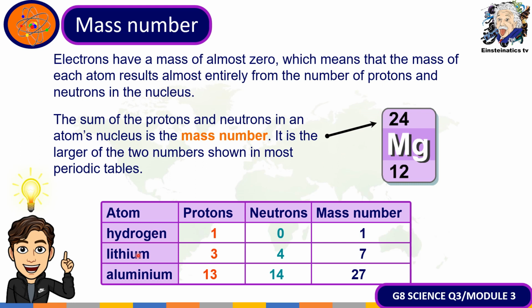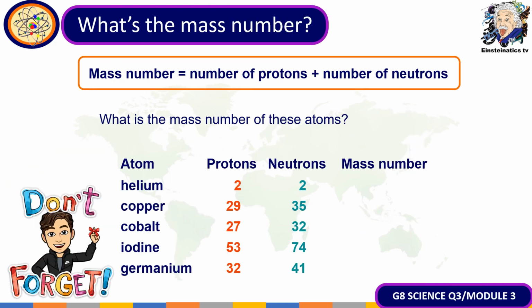We have hydrogen, lithium, and aluminum. Hydrogen has 1 proton, 0 neutrons, so its mass number is 1. Lithium, on the other hand, has 3 protons, 4 neutrons. All you have to do is just add this, so it has a mass number of 7. Aluminum has 13 protons, 14 neutrons, so add this up, so it has a mass number of 27. Always remember how to compute the mass number. So mass number is equal to number of protons plus the number of neutrons.